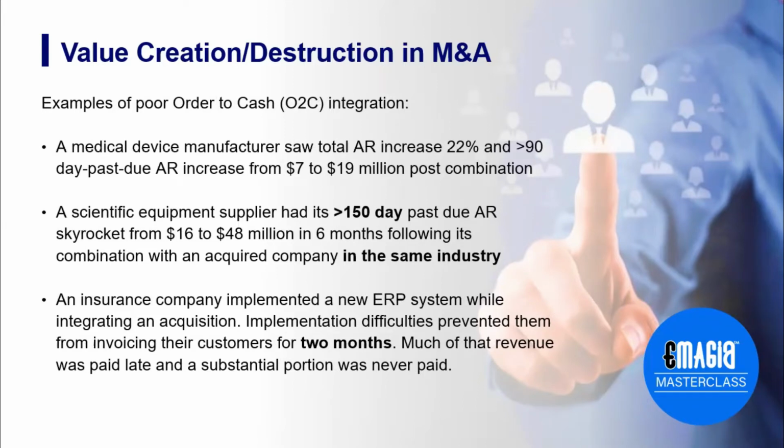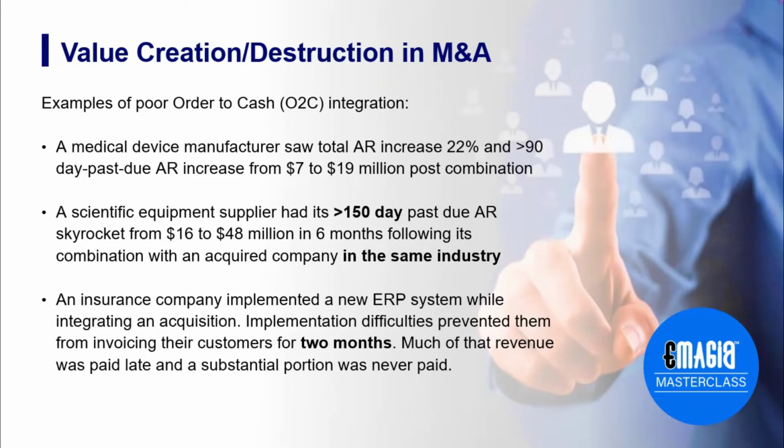Medical device manufacturer, when they combined with their acquired company, they saw the total AR go up 22% in just a few months. And worse, the over 90 past due went from 7 to 19 million. So it almost tripled. So clearly something was not working well there.